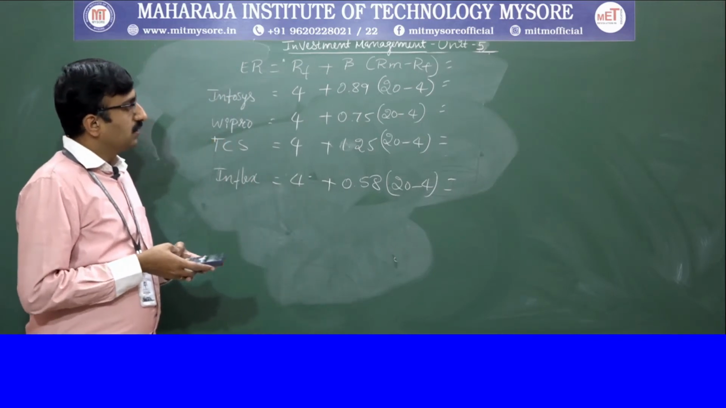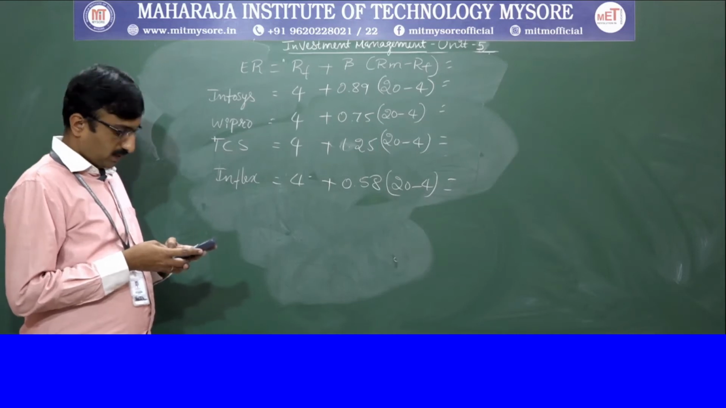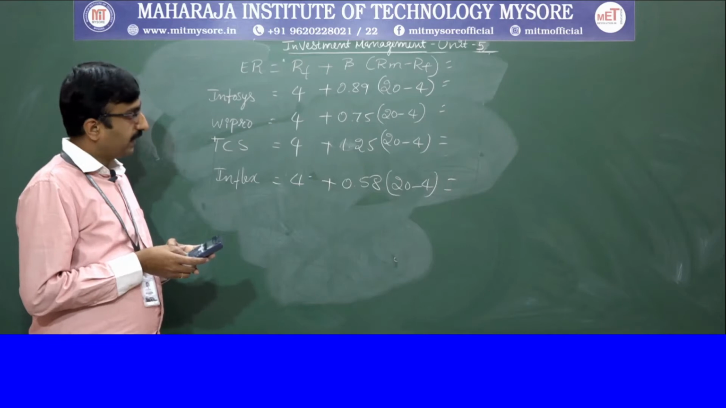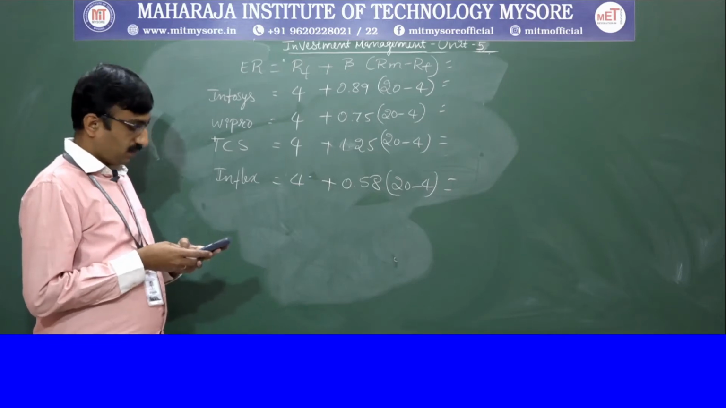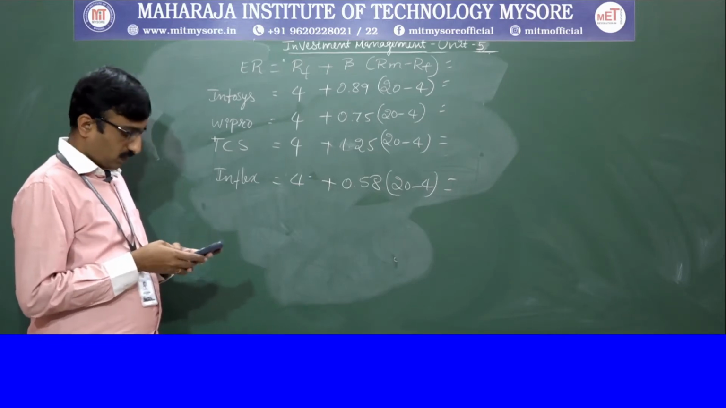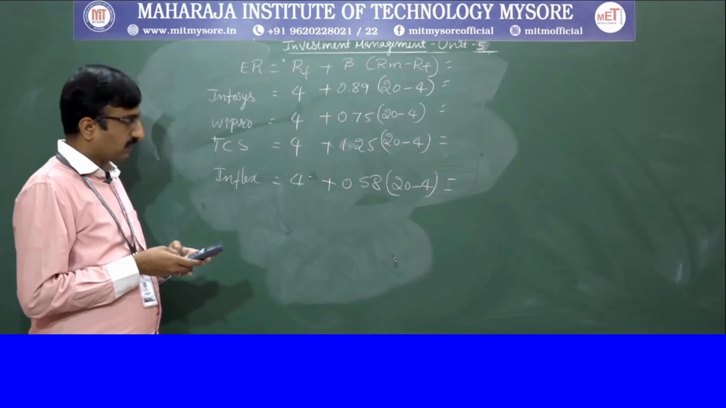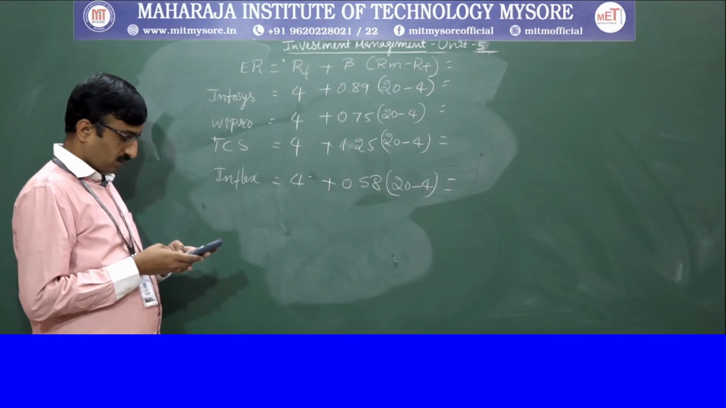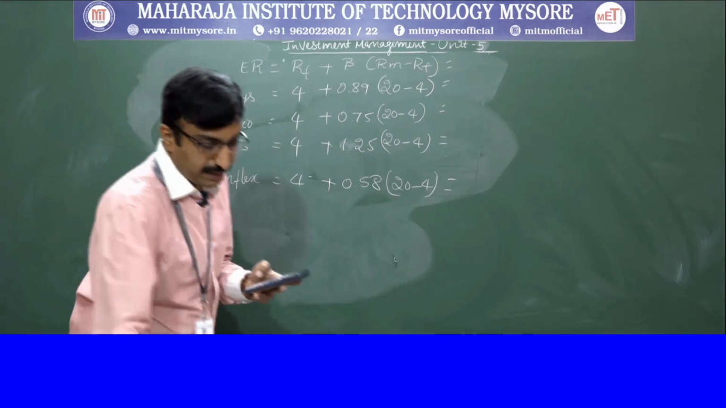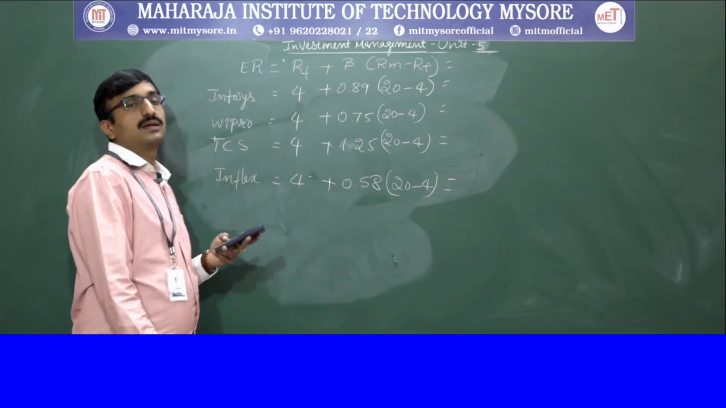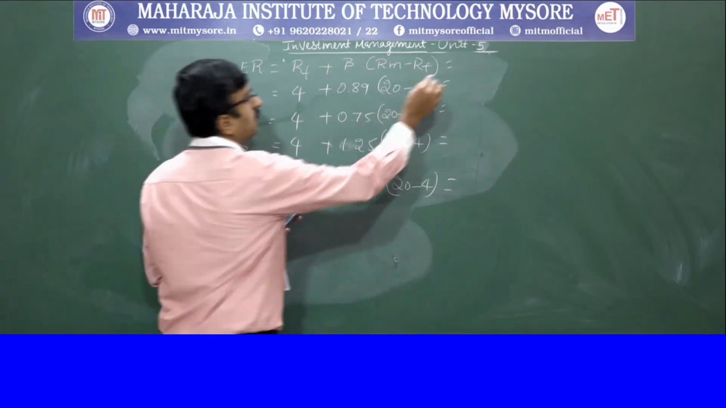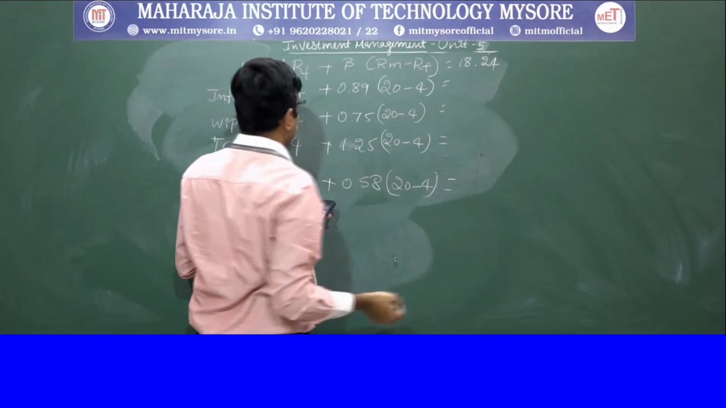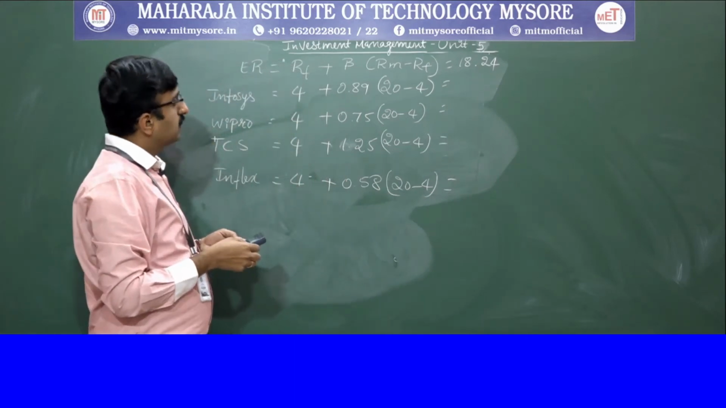Minus 4 into 0.89. 20 minus 4, 16 into 0.89 plus 4. You will get 18.24. Only beta varied.